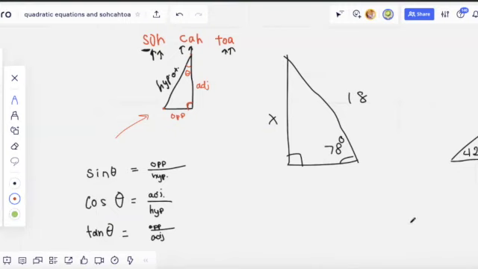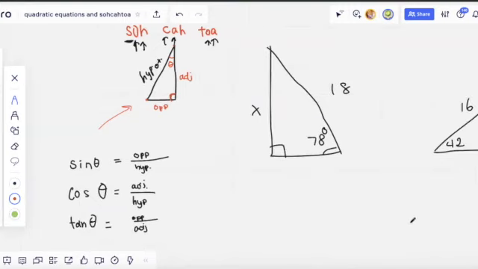So let's do some examples to experiment with SohCahToa. So I have a right triangle here. I have a side length x that I'm trying to figure out. I have an angle over here, 78 degrees. And then I have a side length here, 18. So the angle we're given, besides the right angle here, which we know is 90 degrees, is 78 degrees. So that's going to be our theta.